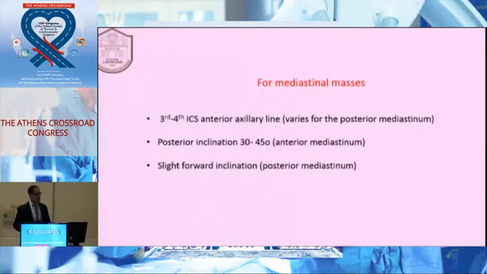For the mediastinal masses, we usually make an incision in the third or fourth intercostal space. If the tumor is located in the anterior mediastinum, the patient is slightly inclined posteriorly, and if it is located in the posterior mediastinum, the patient is slightly inclined anteriorly.